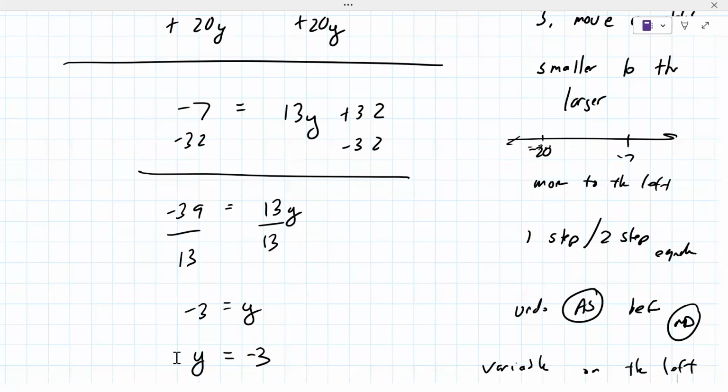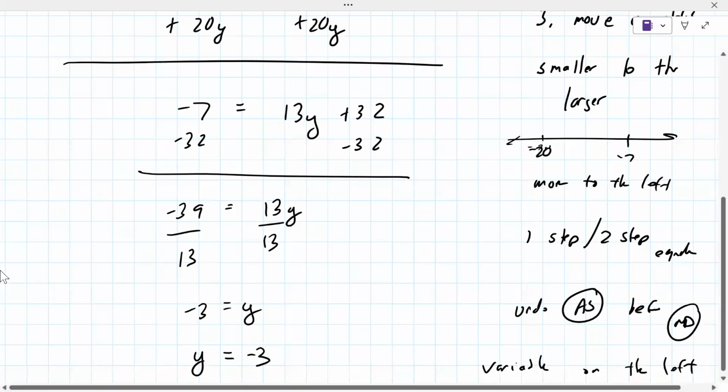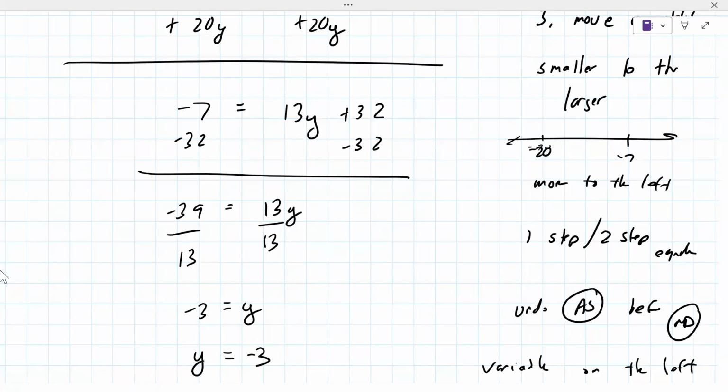So I'm at -7 equals 13y plus 32, and then we'd subtract 32 from both sides. Yeah, I get caught up here. I know I went way too fast, but no worries. I got -3 for y.